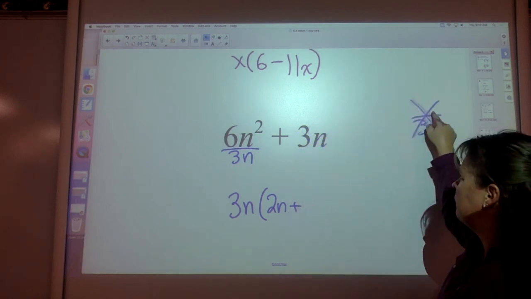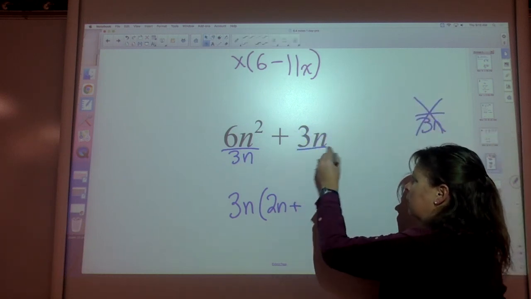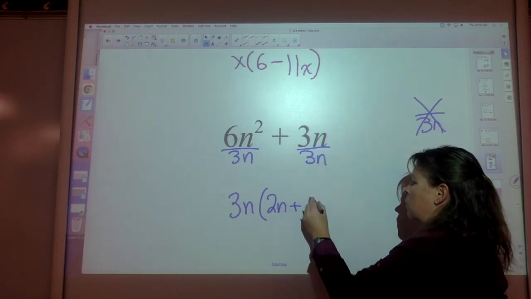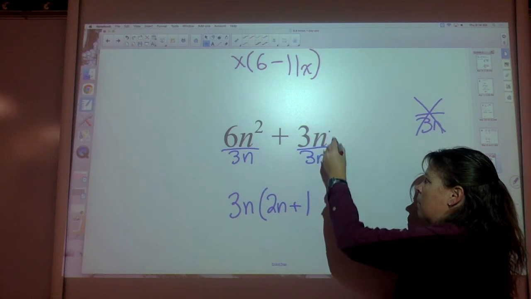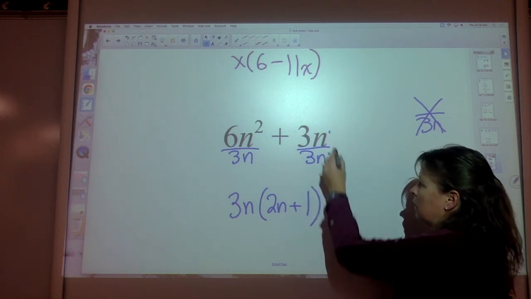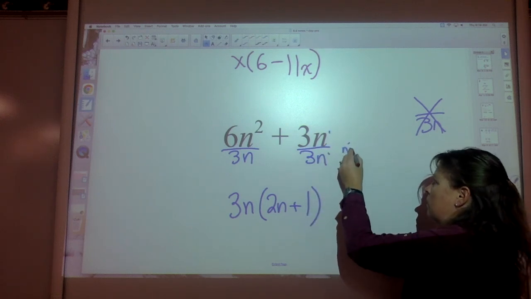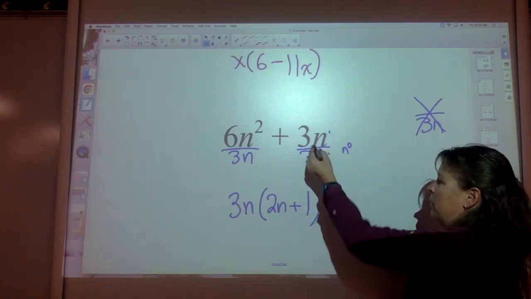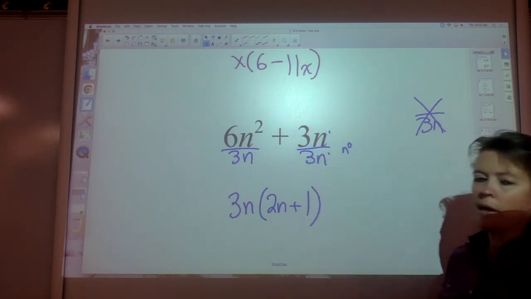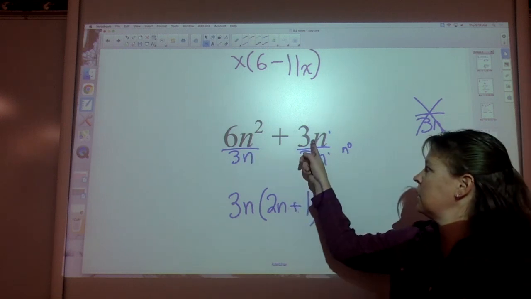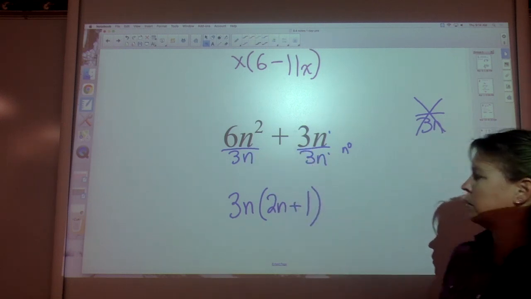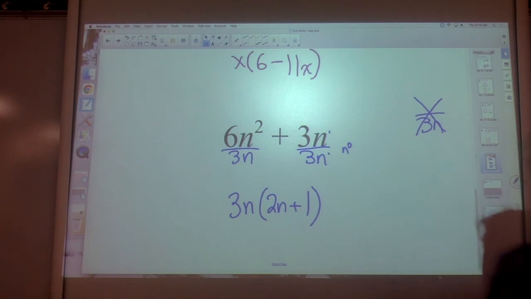3 divided by 3 is 1. The n's is n, 1 minus 1 is 0. The n's are gone because you get n to the 0 power. There are no n's. But 3 divided by 3 is 1. You've got to have that 1 in its place. If there's two terms here, there's 2 terms there. All right, that's it for section 8.4.